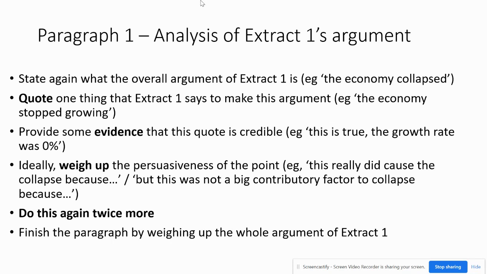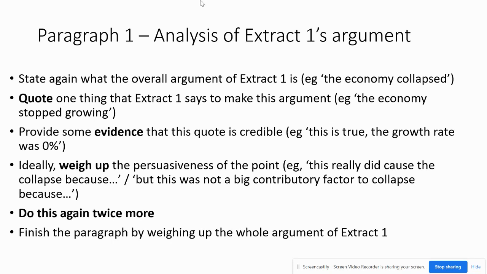At the start of that paragraph, state what the overall argument of extract 1 is, for example, the economy collapsed, or the Fourth Crusade fell because of Innocent III, or the Glorious Revolution was really revolutionary. Then quote one thing that extract 1 says to make this argument. So if you're talking about the economy, the quote might be, the economy stopped growing. So pick out one thing from the extract where they are making that argument.